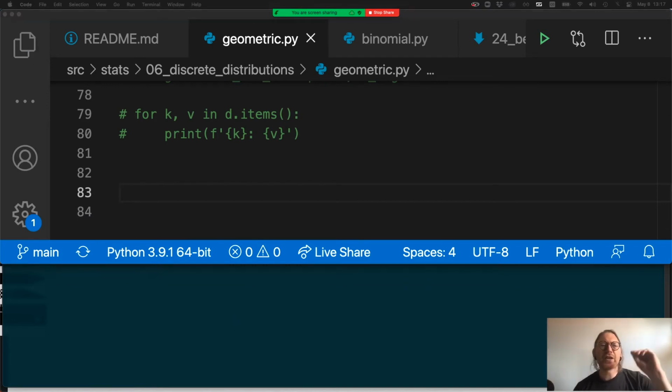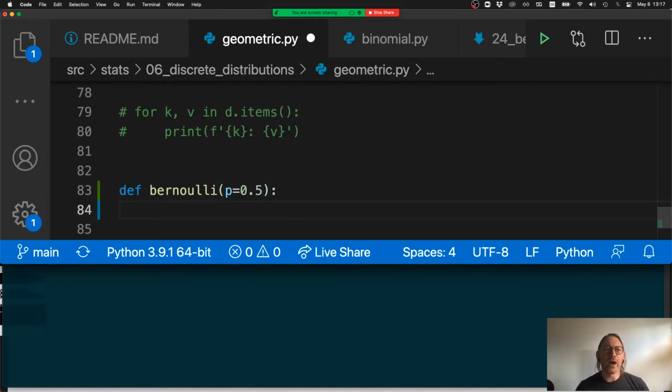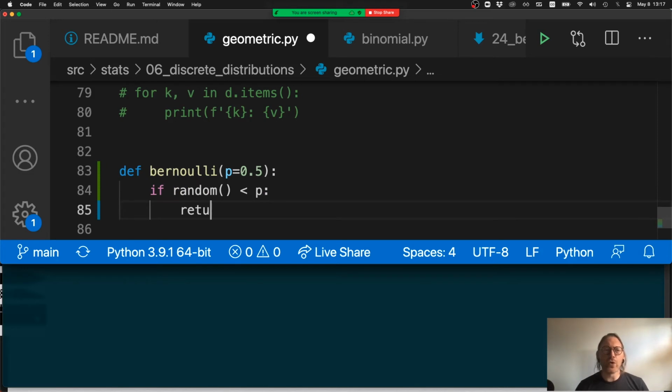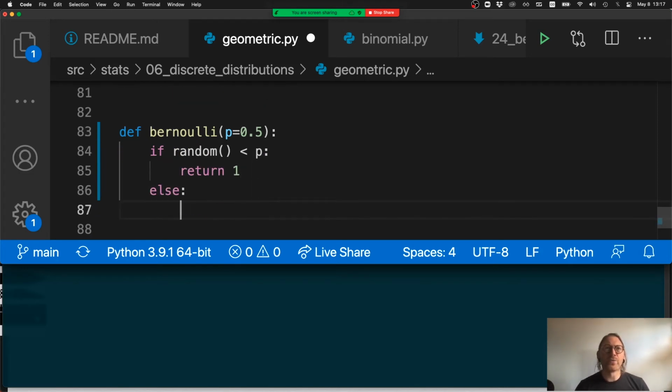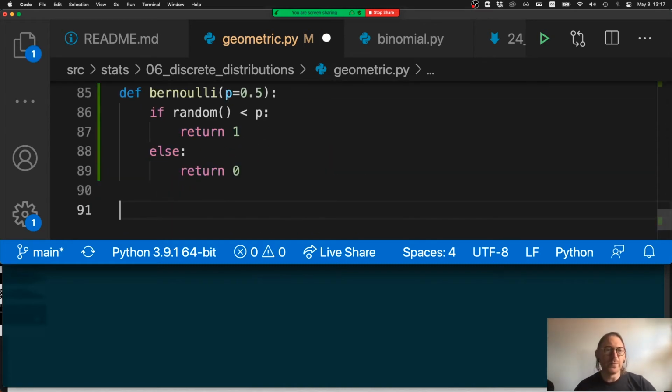let's think about geometric sampling. Geometric through a sampling approach, and we can borrow from before. We can borrow this Bernoulli function that we've already seen a couple times, right? Where we say if random, right? We get a random number between 0 and 1. If that's less than the probability, then we return true, or in this case, we'll return 1. Otherwise, we return 0, okay? Of course, I need to say from random, import random. So that should be pretty clear.